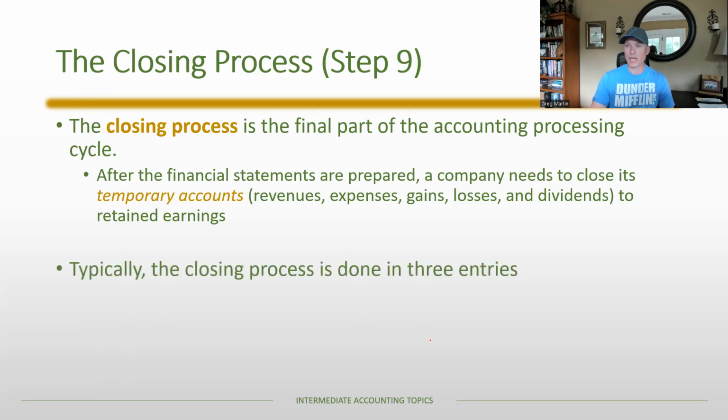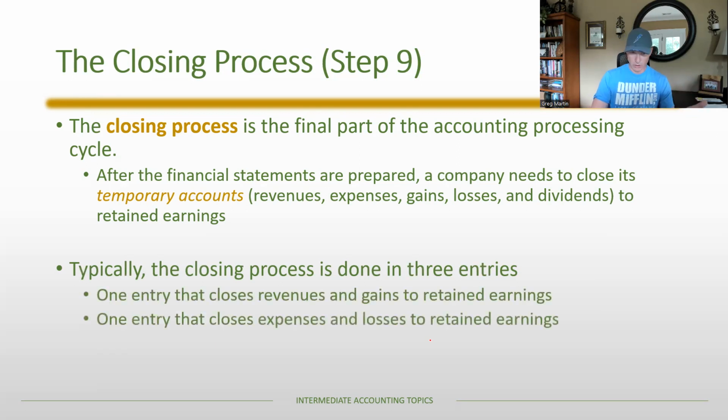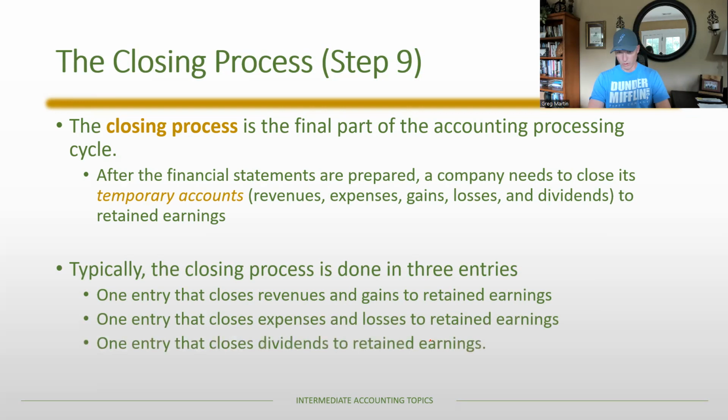Again, there's going to be 3 entries typically. So normally you close your revenues first, then you close your expenses, and then you close your dividends. I have seen, and it's okay with me if you combine these last two, but normally speaking, there's going to be at least 2.